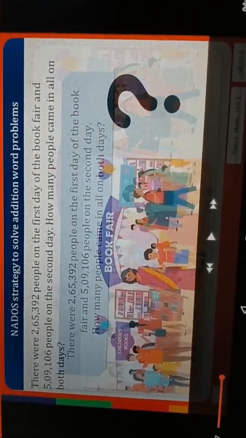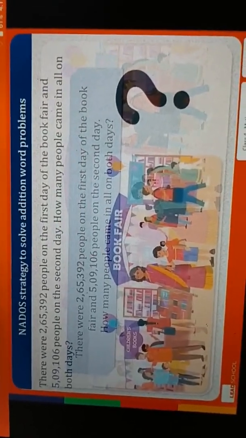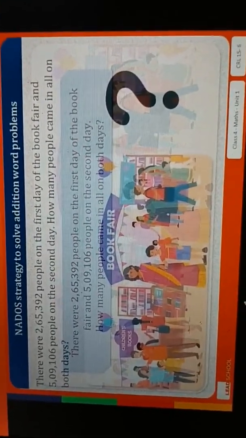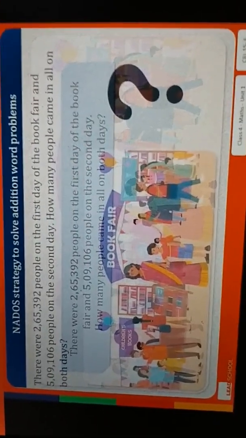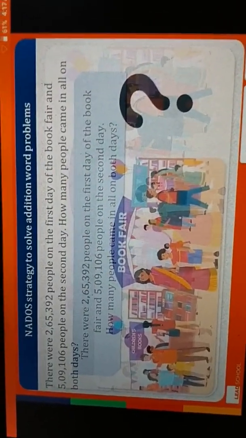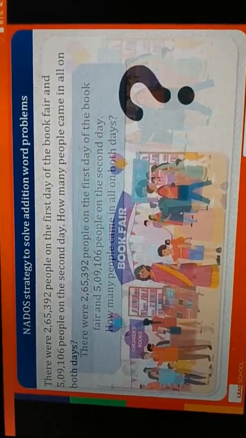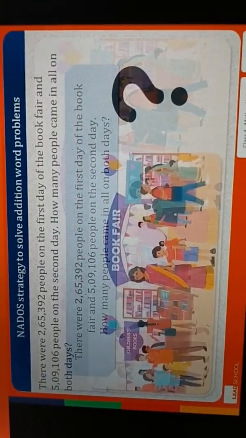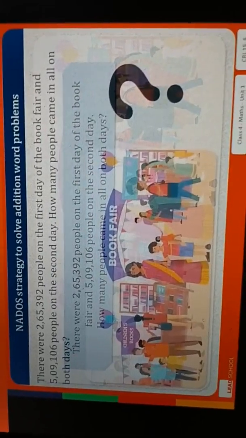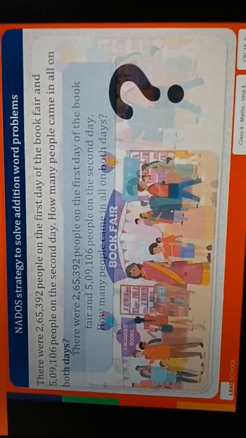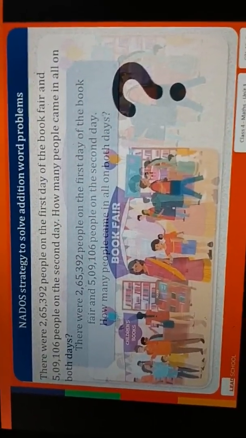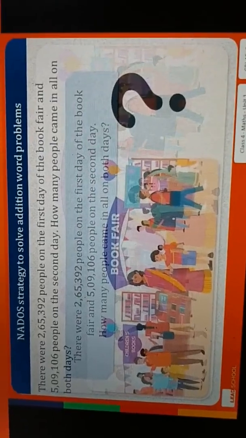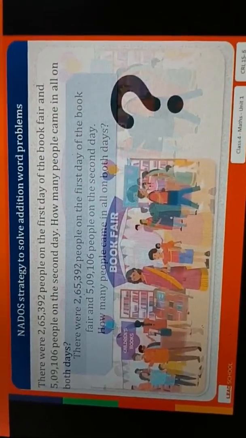Okay students, so here is a book fair. Sunil and his mother came to the book fair. So on the first day of the book fair, how many people were there? 2,65,392 people were there. And on the second day, 5,09,106 people were there. So on both the days, how many people came in all, that we have to find.